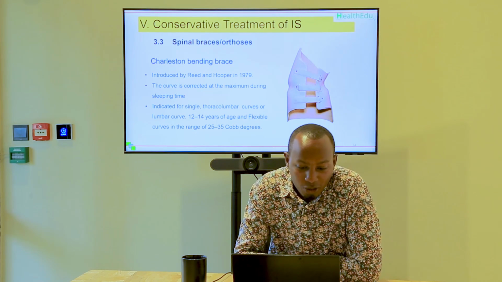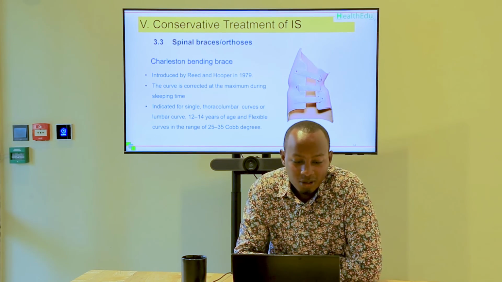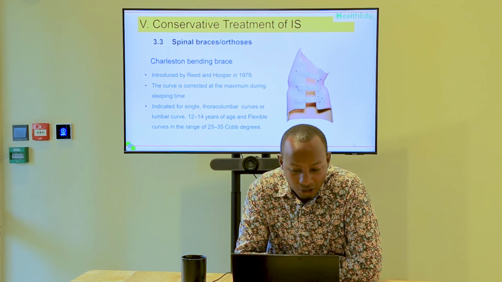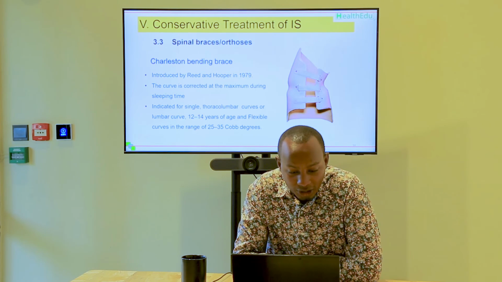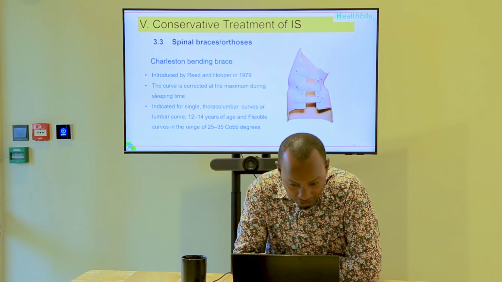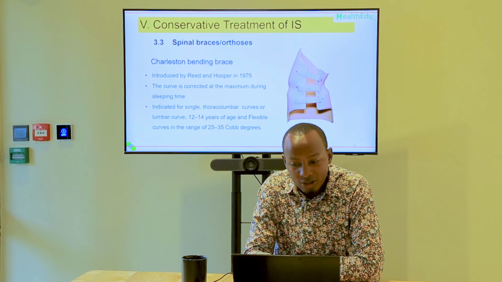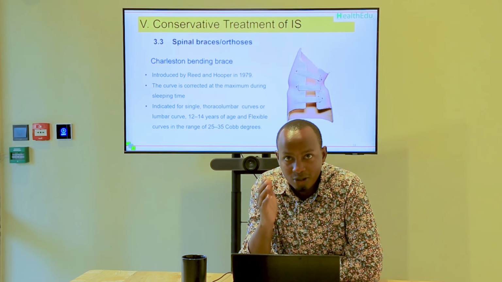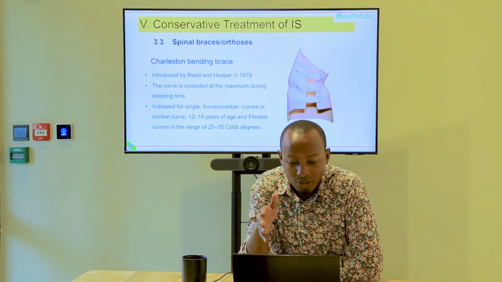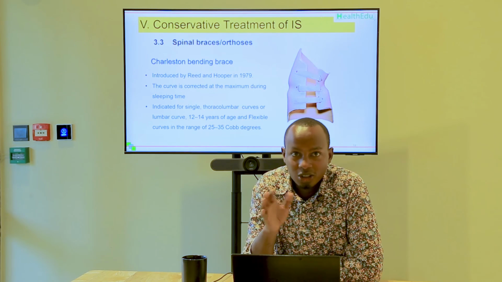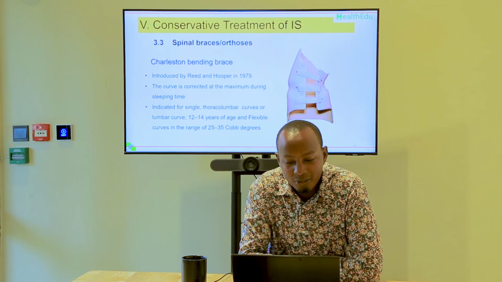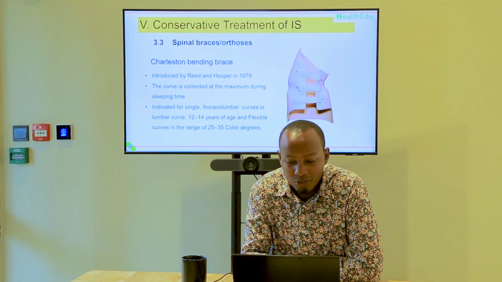It is indicated for a single thoracolumbar or lumbar curvature, between 12 and 14 years of age, and for flexible curvature in the range of 25 to 35 degrees Cobb angle. As you can see from this picture, it's only provided for single curvature. For example, a single lumbar curvature. If there are double curvatures, this orthosis is not appropriate. You have to go for other types of braces, and the curvature has to be flexible.